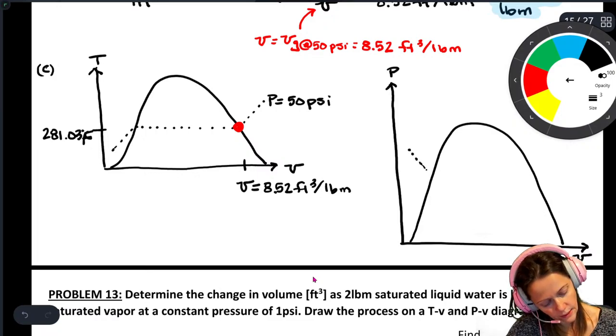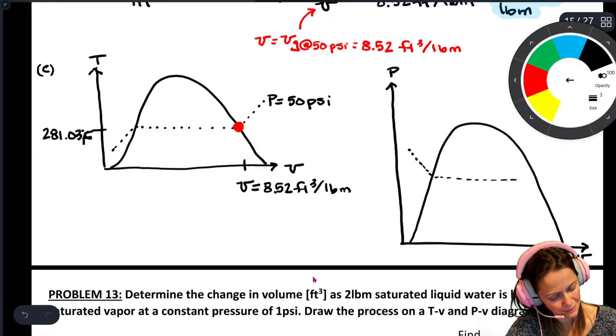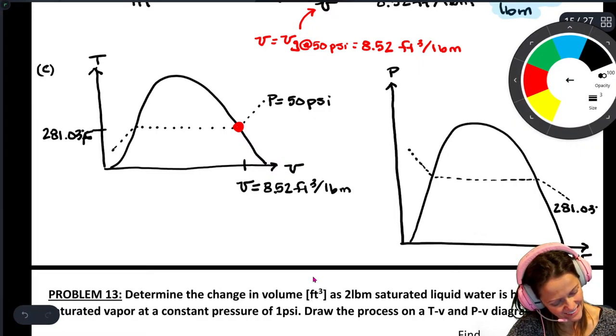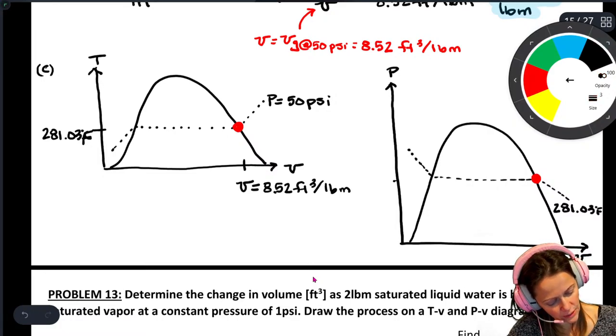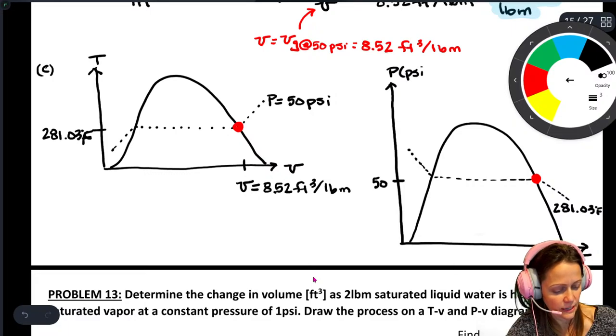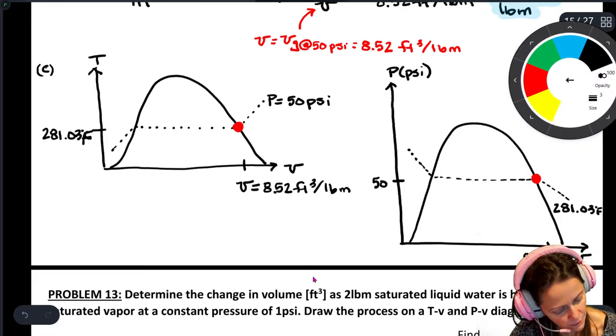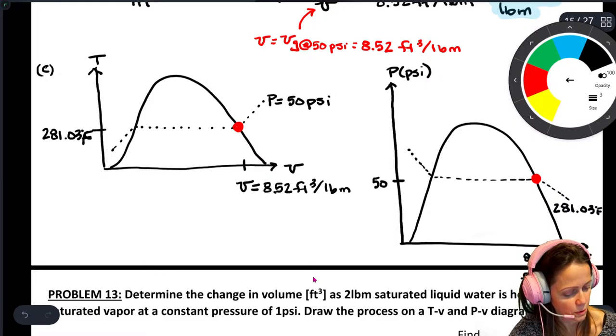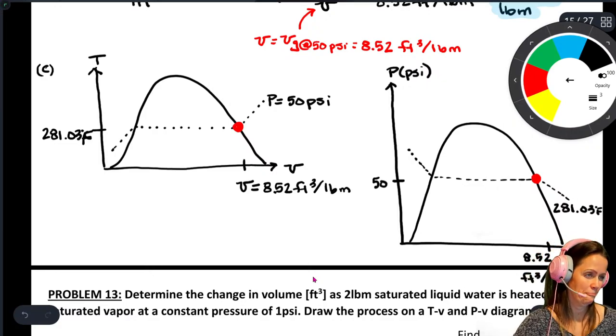So I guess here's my PV diagram, and then somebody else corrected me. That should have been degrees Fahrenheit, not degrees Celsius. Not going to be the last time that that happens. Okay, so anywhere along that line, we're at 281.03. There's my dot, still on that saturated vapor line, where I am at 50 PSI. And then this guy would be 8.52 feet cubed per pound mass. Perfect. All right, thank you.